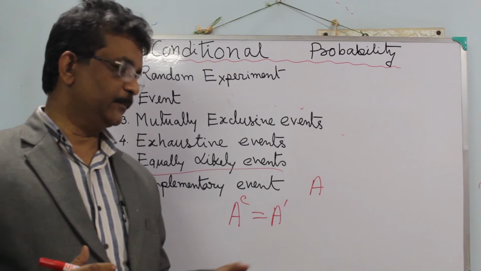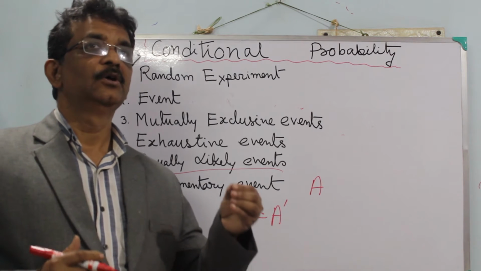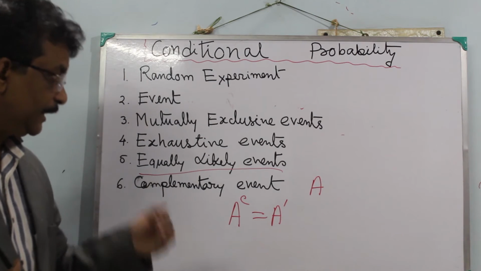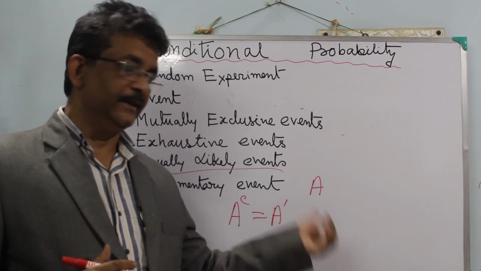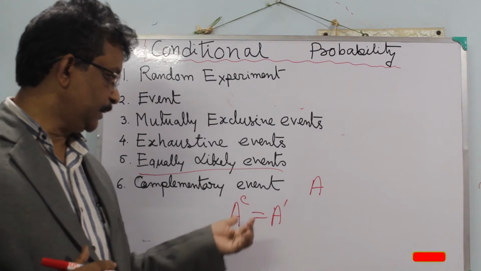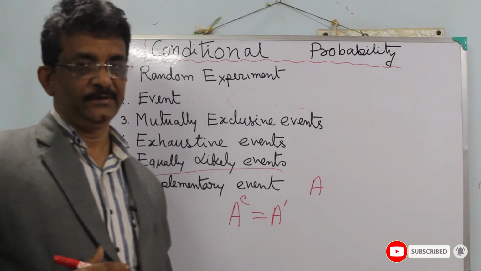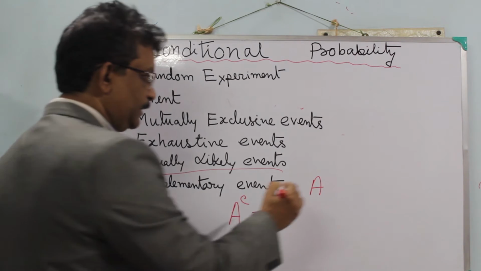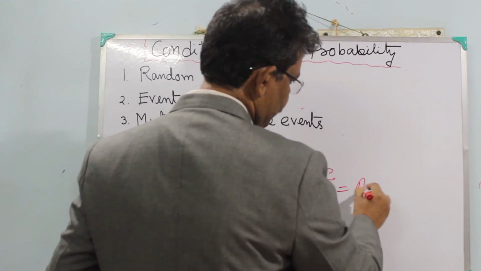Non-occurrence of A. Suppose A is the event of occurrence of an even number in case of throwing a dice. Then A complement is the non-occurrence of event A, that means occurrence of an odd number. So it is denoted by A complement, that means other than event A. That is the complementary event, and it is denoted by A complement or A prime.